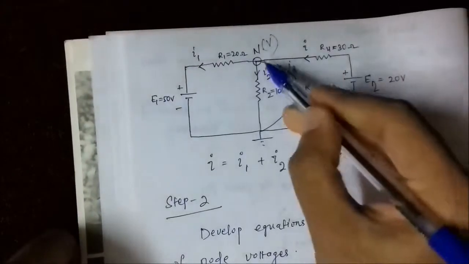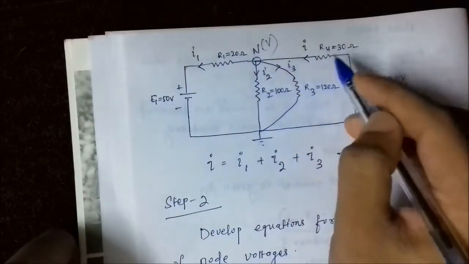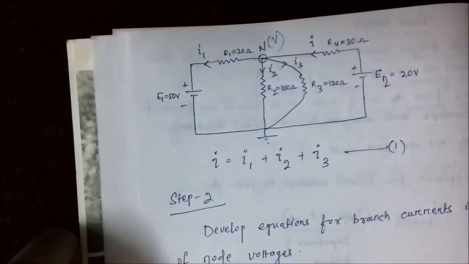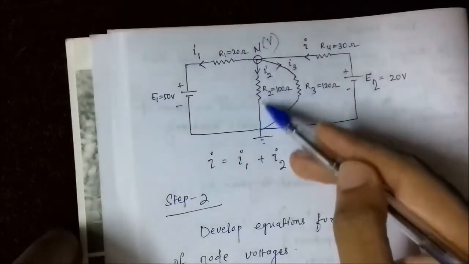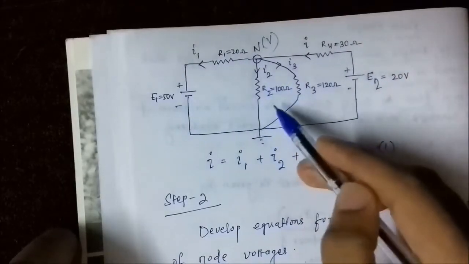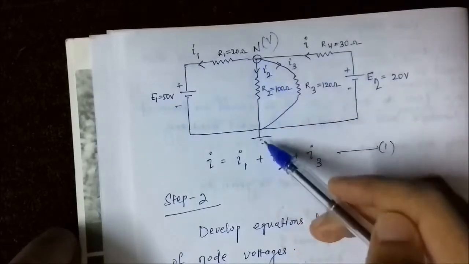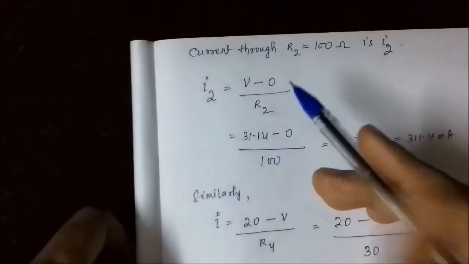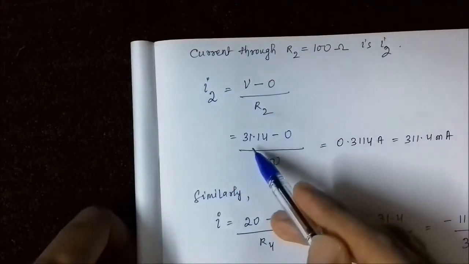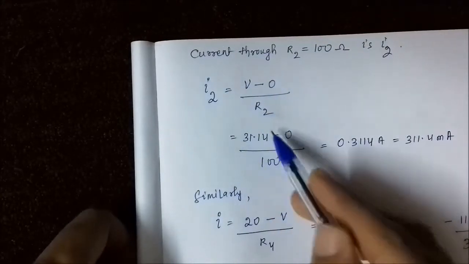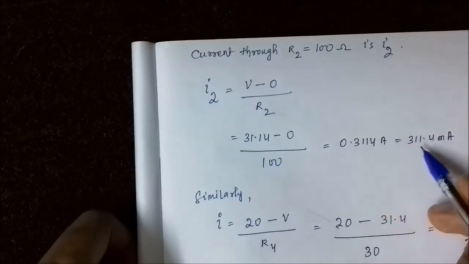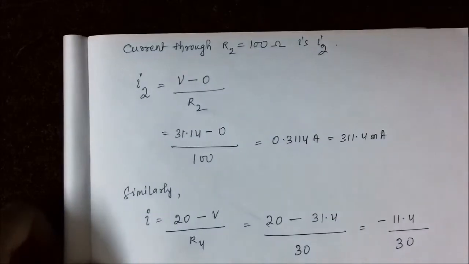Now when we determine the node voltage here, we can determine the current through the individual resistances. We are asked to find the current through this resistance R2. So I2 is obviously this node voltage minus ground voltage, that is 0, by impedance 100. It is equal to V minus 0 by R2, which is 31.14 volt minus 0 volt by R2, which is 100, which is 0.3114 ampere or 311.4 milliampere.